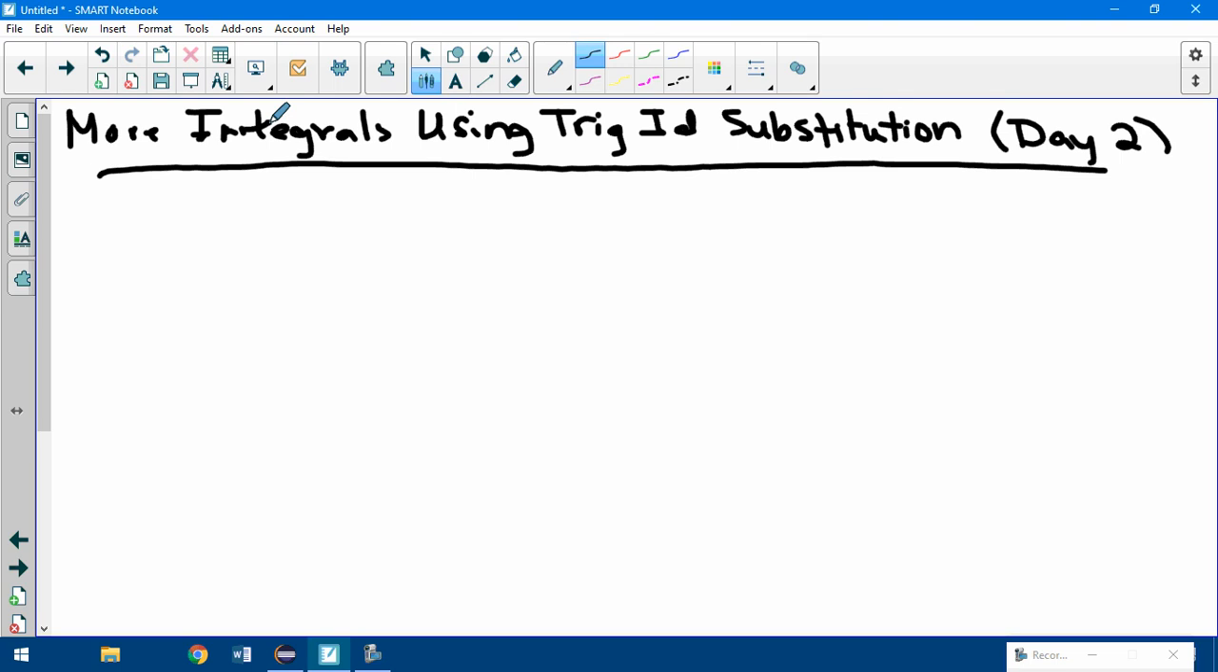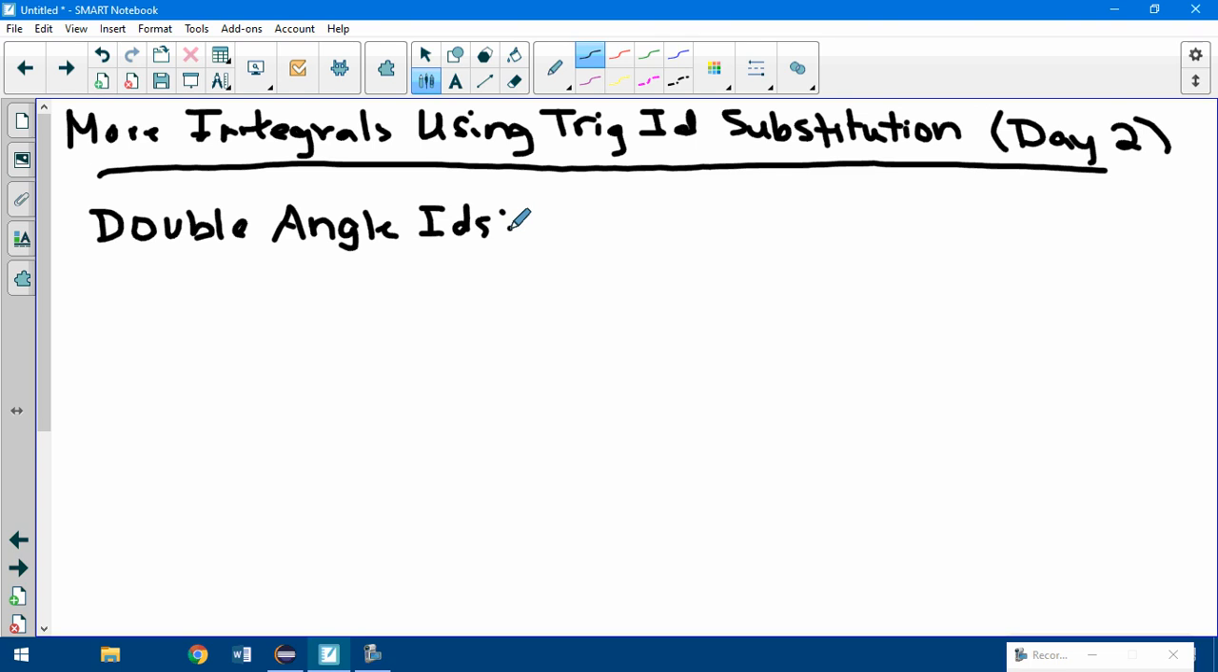Okay, so yesterday we did integration using those Pythagorean identities. Today we're going to use some of the double angle identities. Now these people aren't as familiar with, but you should have all seen them before.